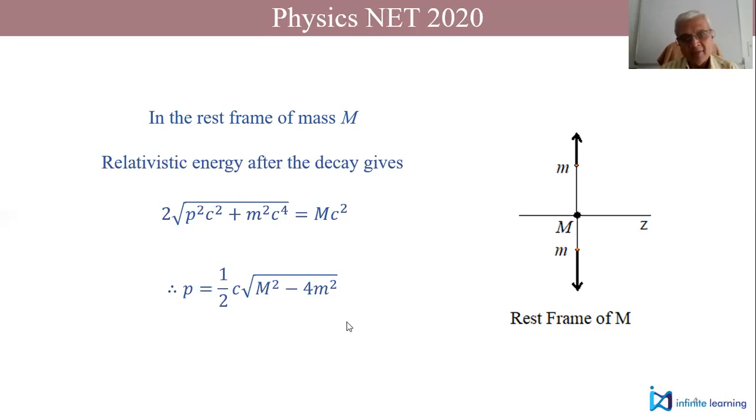which will give you the momentum of each of the particles as half of c times the root of M squared minus 4m squared. And so from the options given, our choice is option 1.